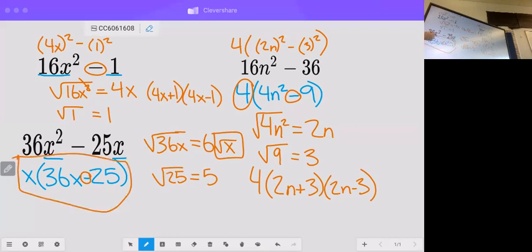Okay, so be careful with that. A lot of people messed that up on the quiz. They saw something and they thought it was a difference of squares when it was not. So be very careful when you're doing that with difference of squares. First, always check for your GCF no matter what you're doing.